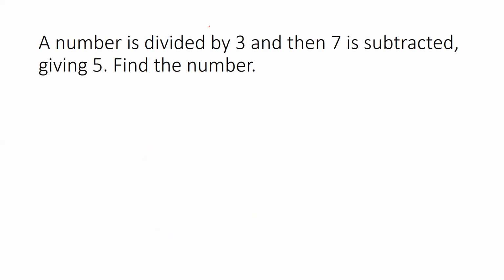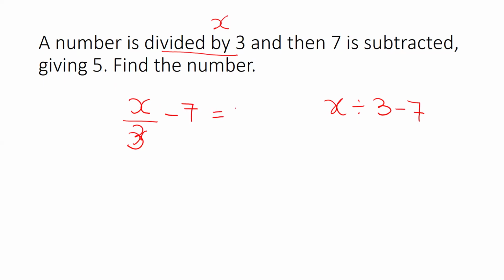Here, again, I'm going to stick to my x. You can use any letters. So a number x, so I have this number x, that is divided by 3. So I'm going to divide that by 3. See, you can also do it this way as well. And then 7 is subtracted. So 7 is subtracted, giving 5. Which means that it equals 5.